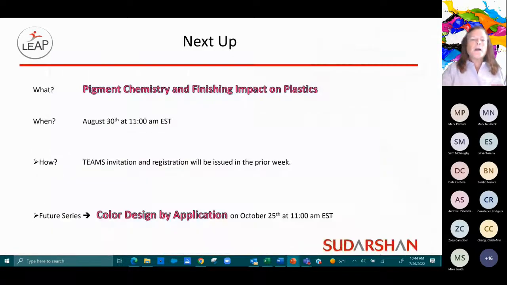So next up, we will finish our series with respect to application areas, where we will take a look at the impact of pigment chemistry and finishing on plastics applications, so that this will complete the series. We've already done coatings and inks in the past, so this will complete the series for plastics. That'll be on August 30th, so take a look for that invitation coming up about a week ahead of time.